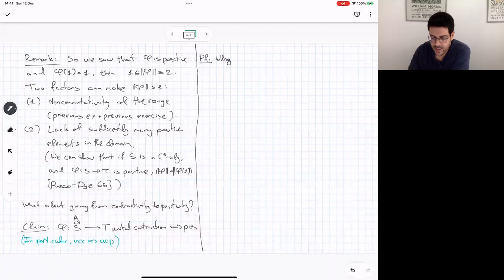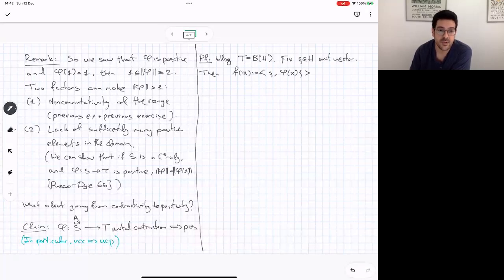Right, when we discuss a map, we can always assume that the range is everything. I mean, we don't need to care too much about the range, if we want to prove positivity, say, or contractivity. So we can assume without loss of generality that T is equal to B of H. Fix a unit vector psi. Then f of x, which is psi times phi of x psi, is what?